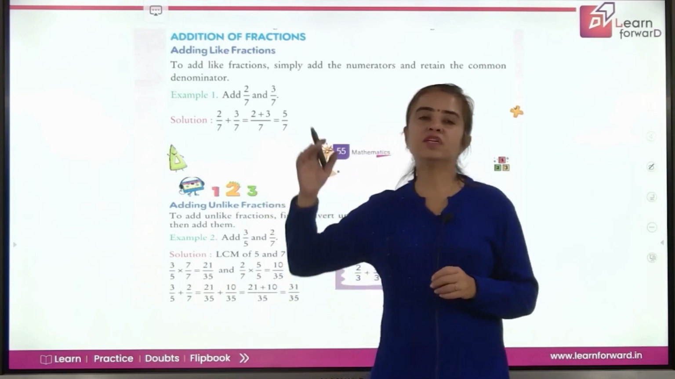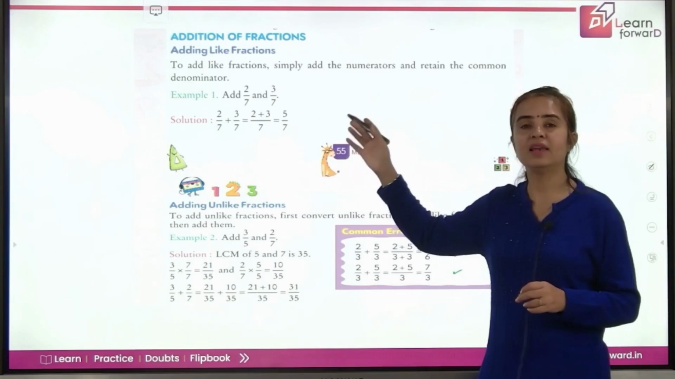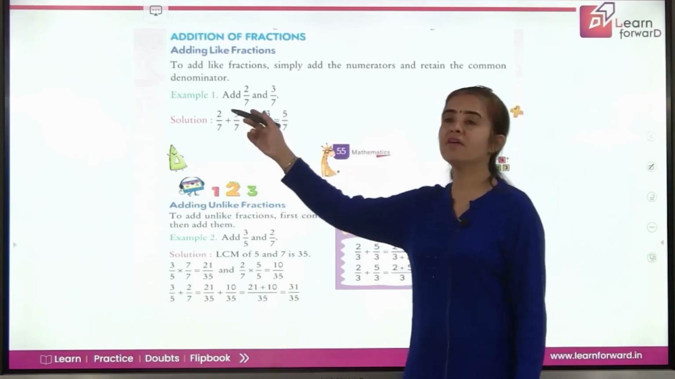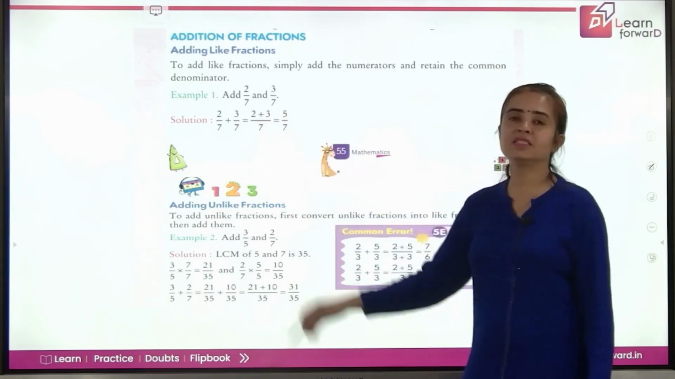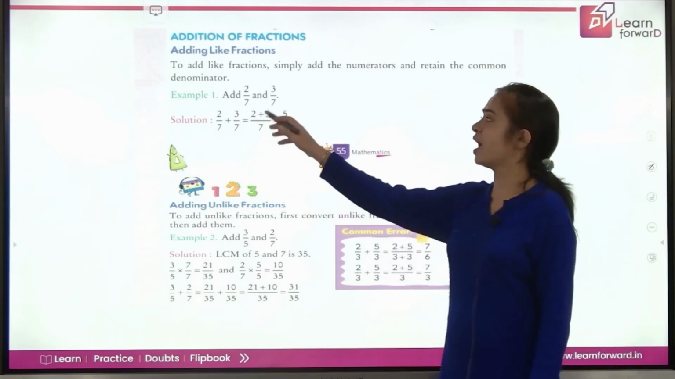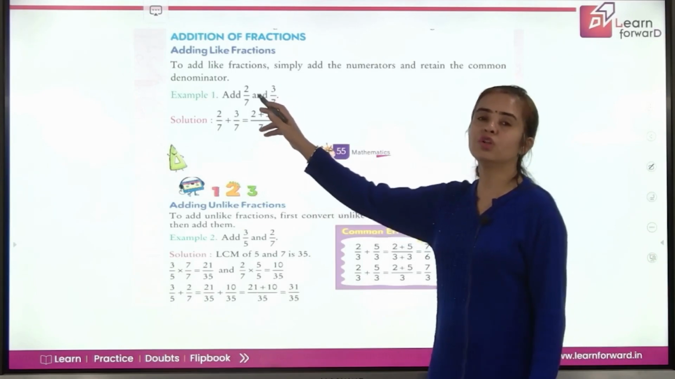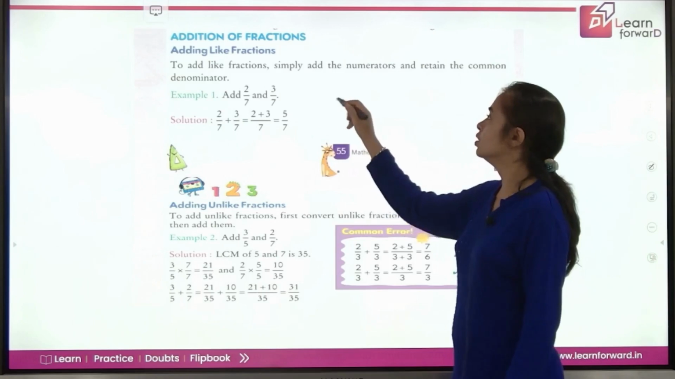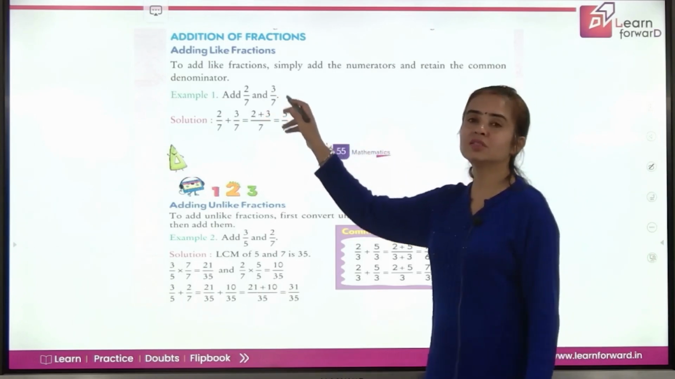So let us first understand how you add like fractions that have the same denominator. If you have 2 by 7 and 3 by 7, and you want to add them, the denominator is the same, you just add up the numerators. So what you get is 2 plus 3 in the numerator by 7. So 2 by 7 plus 3 by 7.